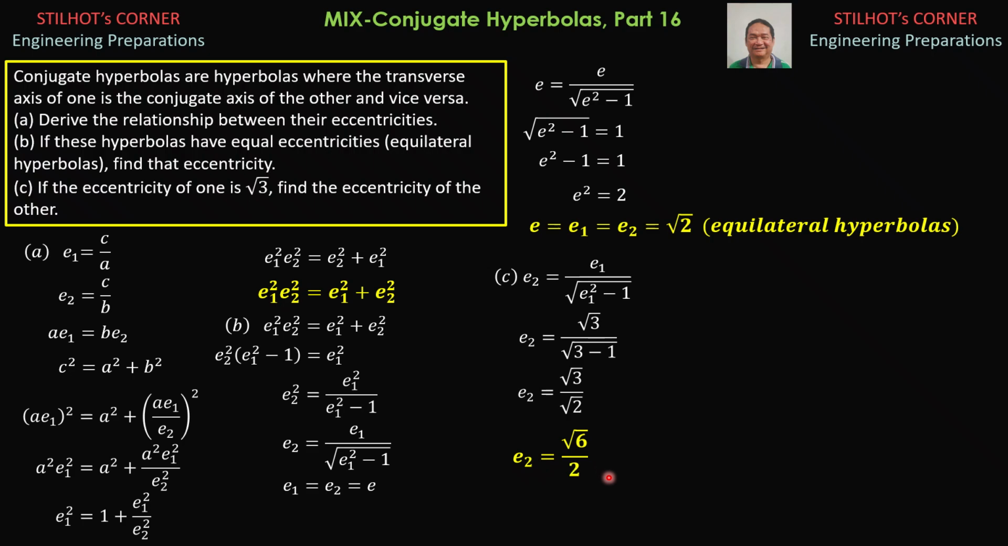So that's it for this video. Remember the definition of conjugate hyperbolas. They are hyperbolas where the transverse axis of one is the conjugate axis of the other. So stick to that principle and remember the relationship among the elements of hyperbolas so that you can derive this relationship. And when the eccentricities are equal, the hyperbolas are equilateral hyperbolas. So that's it for this video.